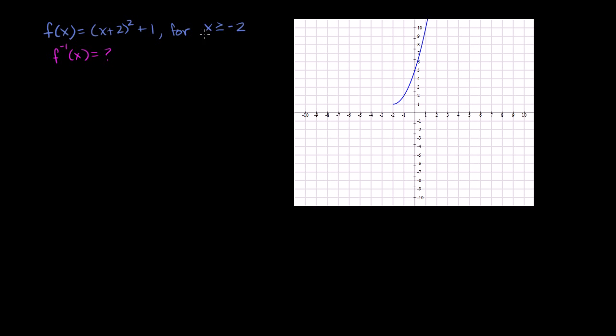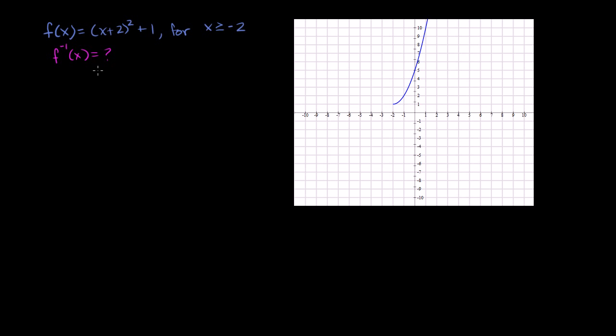And I'll leave you to think about why we had to constrain x to be greater than or equal to negative 2. Why it wouldn't have been possible to find the inverse if we had just left it as the full parabola. Maybe I'll make a future video about that. But let's just figure out the inverse here.